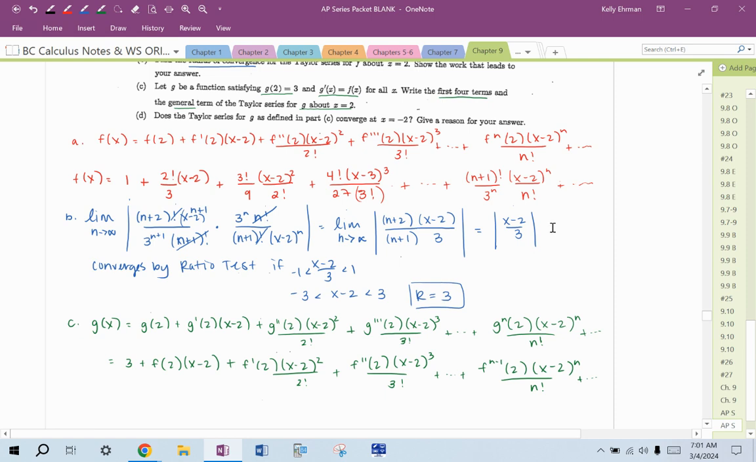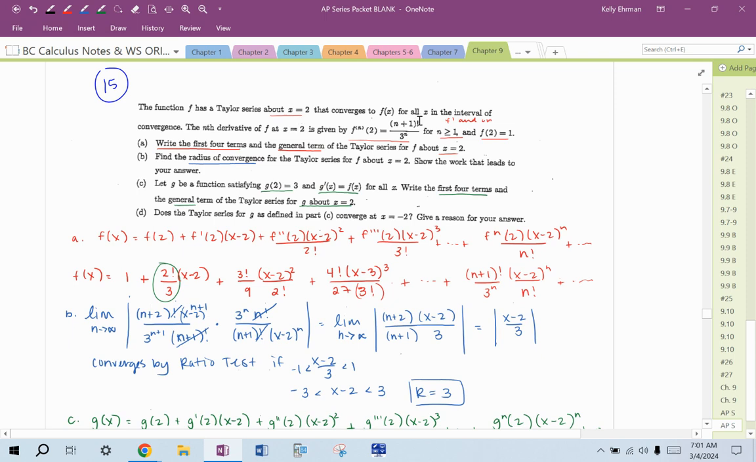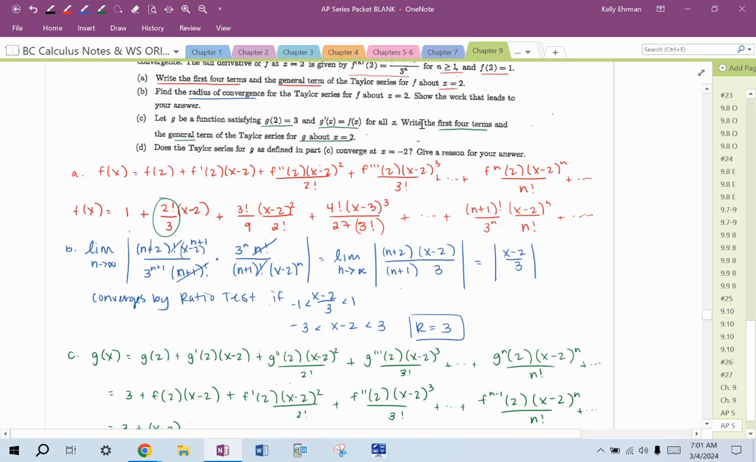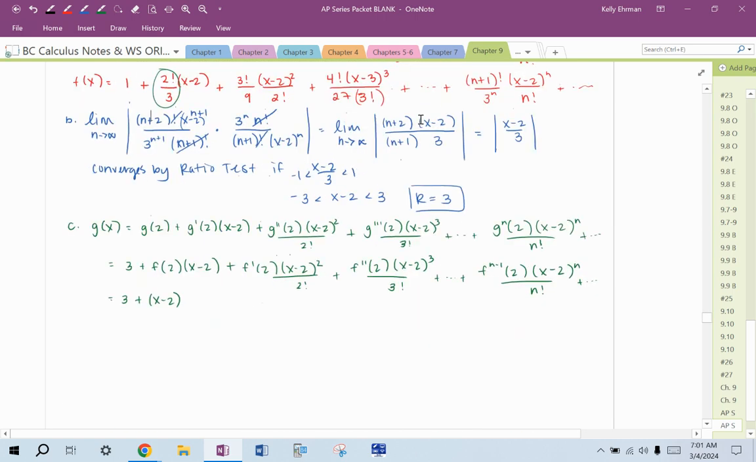And then let's fill in this information. So f of 2 is equal to 1. So now we have 3 plus 1 times x minus 2. F prime of 2. I'm looking at my f of x right here just because I can't easily see this. You can use this formula again if you're worried you messed up, or I remember that I caught my mistake. So you can use these.